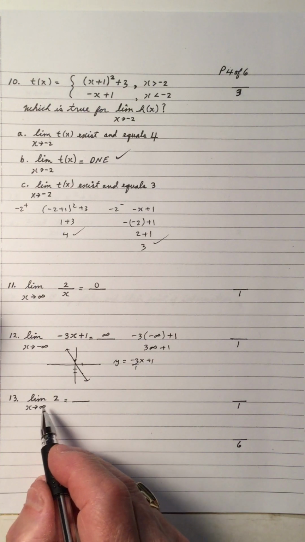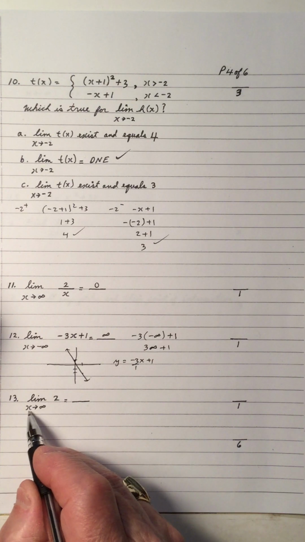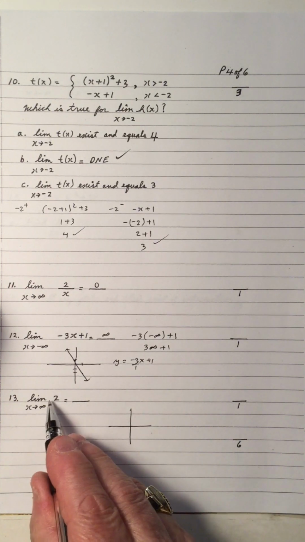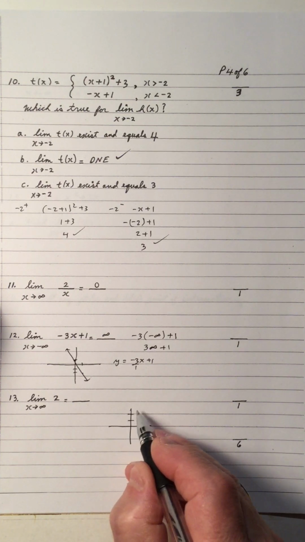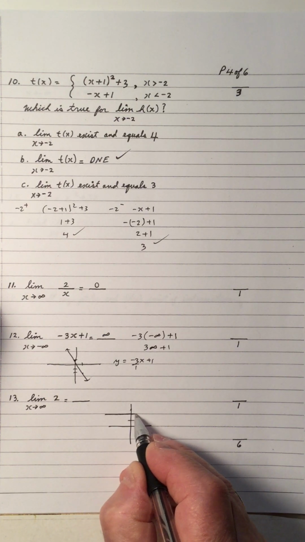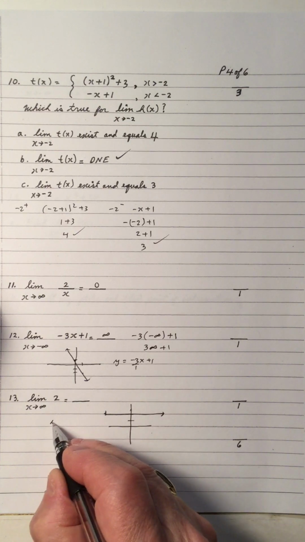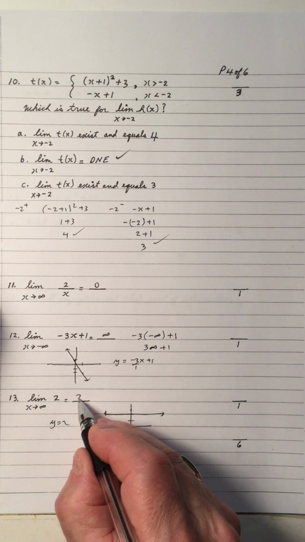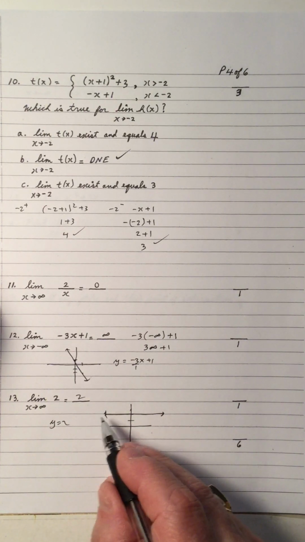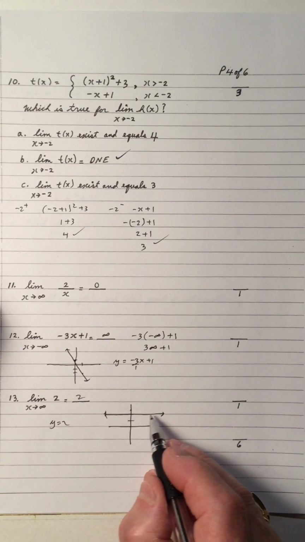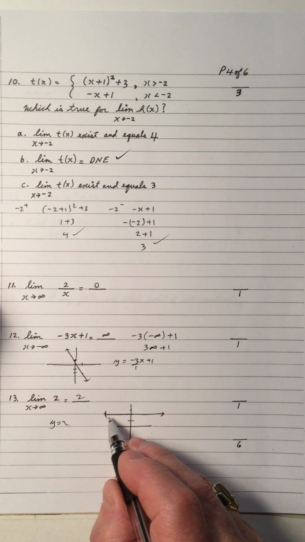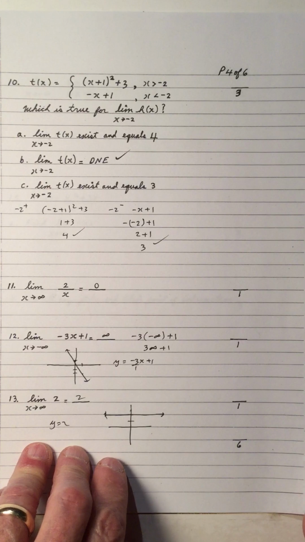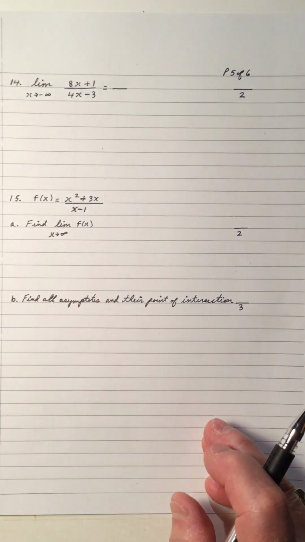And what about the limit of 2 as x approaches infinity? So let's look at the graph of that. So 2 is right here. That's y equals 2, a horizontal line. So as we go to infinity, we have a 2, because it's a horizontal line, y equals 2. Anywhere on that line, no matter if you go negative infinity this way or positive infinity that way, you'll have a 2. Give yourself a mark. Again, 6 for that page. Hopefully everything is going great. Let's continue.